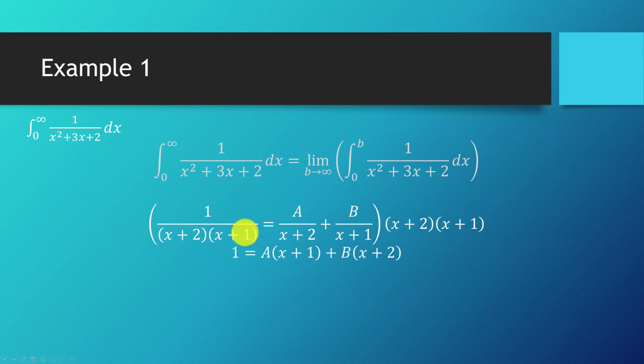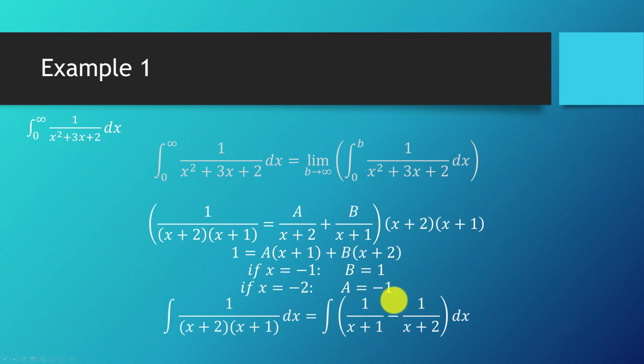So when we simplify, on the left, everything will cancel and we'll be left with 1. On the right, we'll get A times x plus 1 plus B times x plus 2. And this is easy enough that we can just choose values for x. So if x is negative 1, then we get the result B is 1. If x is negative 2 and the B goes away, we get A is negative 1. So then we can rewrite this as the integral of 1 over x plus 1 minus 1 over x plus 2, changing the order because I want the positive one to go first.